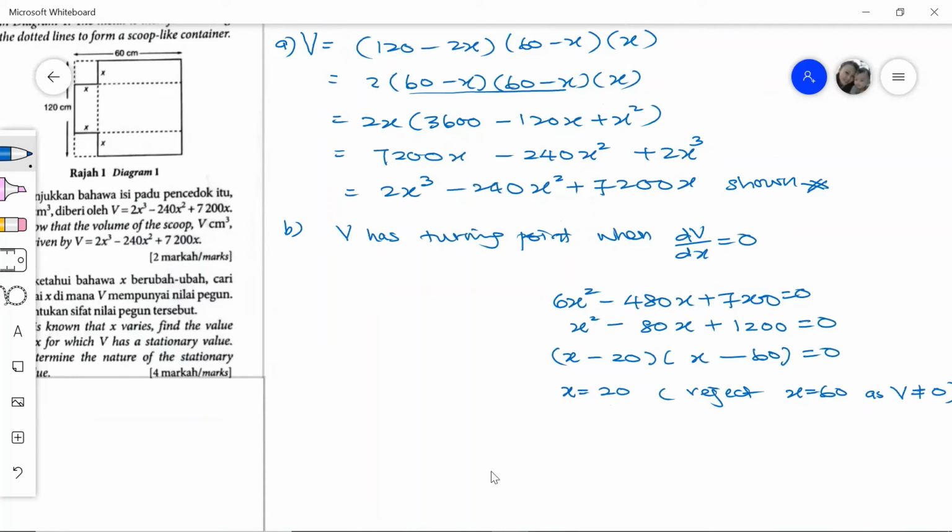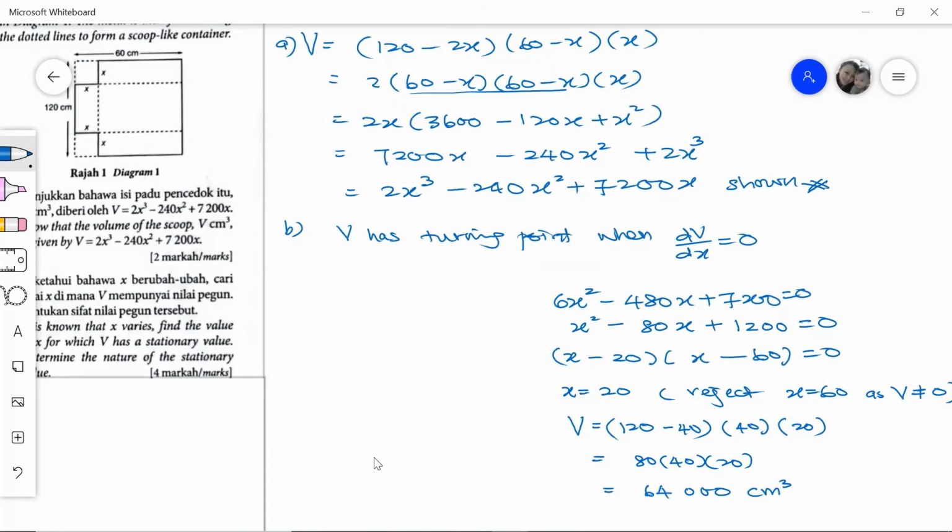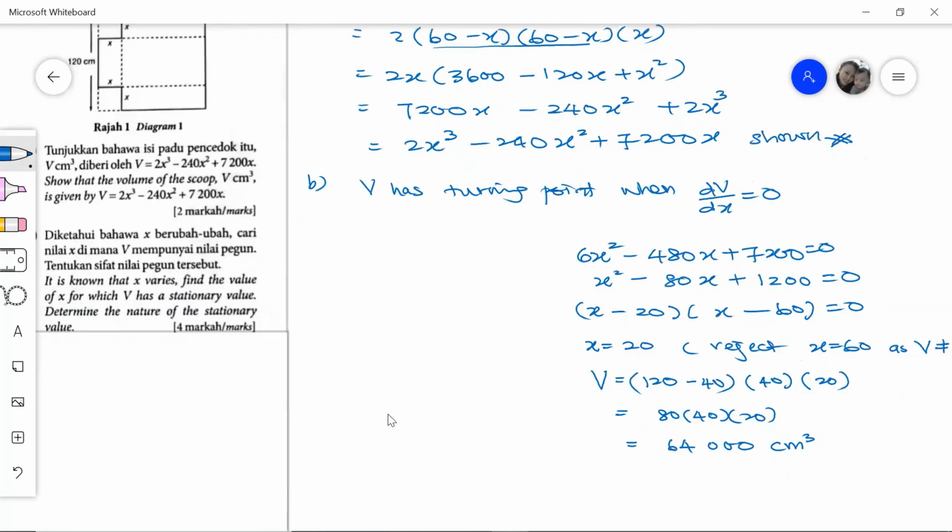Let's find the V value. We shall take 120 minus 2 times 20, which is 80, and 60 minus 20, which is 40, and then times 20. So we have 80 times 40 times 20, which is 64,000 cm cubed. So the stationary value is 64,000, but we have to determine the nature of this stationary value.